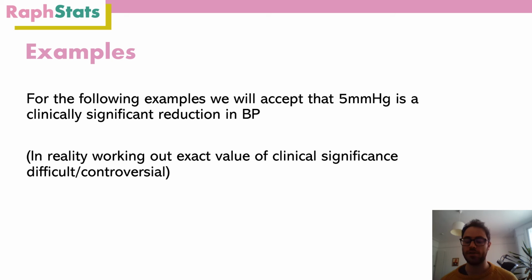But we're going to run through some examples of how to interpret confidence intervals. For the purposes of all these examples, we're going to accept that 5 millimeters mercury is a clinically significant reduction in blood pressure. What that means, in essence, is we're not really interested in changes in blood pressure that are less than 5 millimeters mercury, because although they might be statistically significantly different, it doesn't really affect a patient, we've decided. Whereas we are interested in differences more than that. We're going to accept that, and that's going to help us work through the subsequent examples.